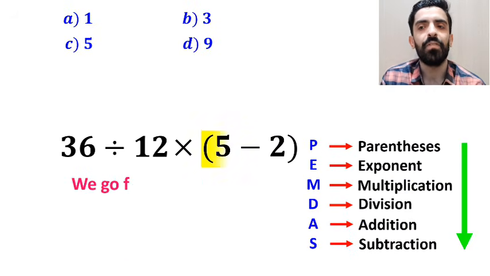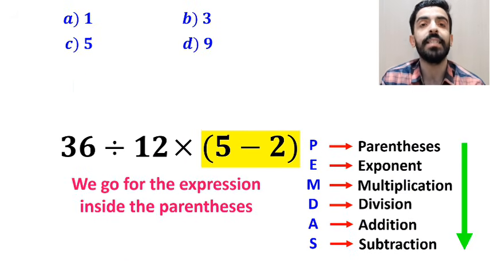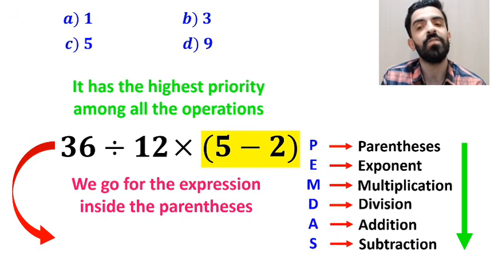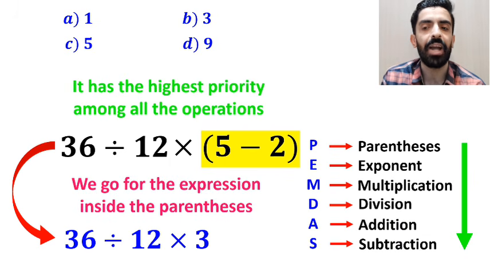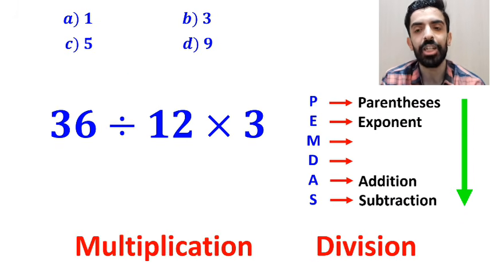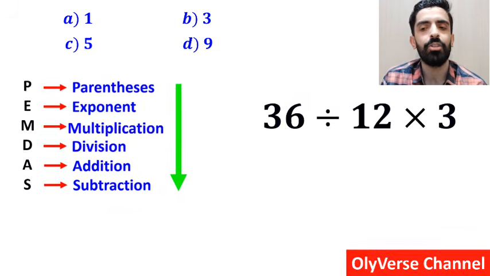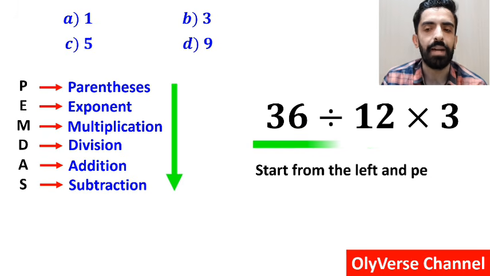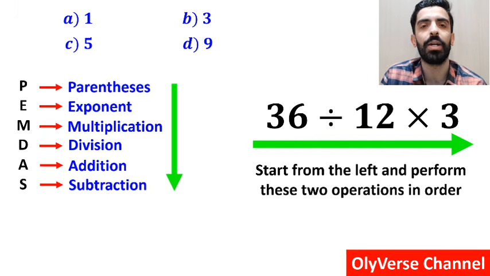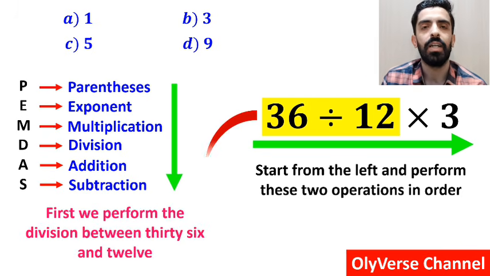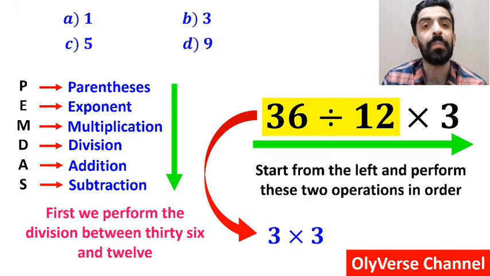Okay, and the first step, we go for the expression inside the parentheses because it has the highest priority among all the operations. So, instead of this expression, we can write 36 divided by 12 multiplied by 3. We must pay close attention that multiplication and division have exactly the same level of priority in the PEMDAS rule. In this situation, the best thing to do is to start from the left and perform these two operations in order. So, first we perform the division between 36 and 12, which simplifies this expression to 3 multiplied by 3. And finally, the answer becomes 9.